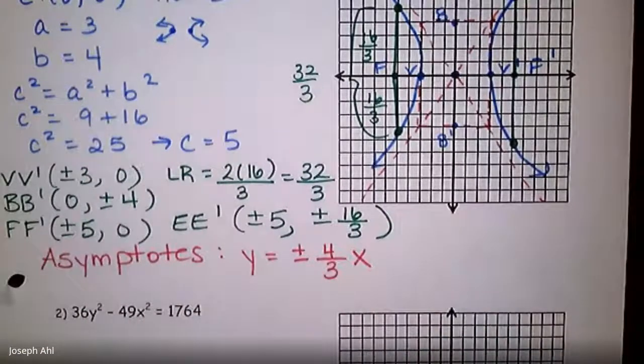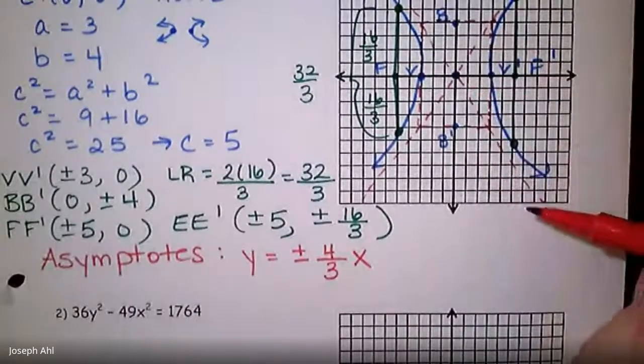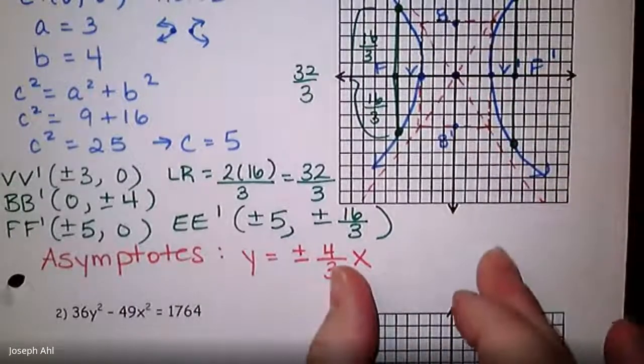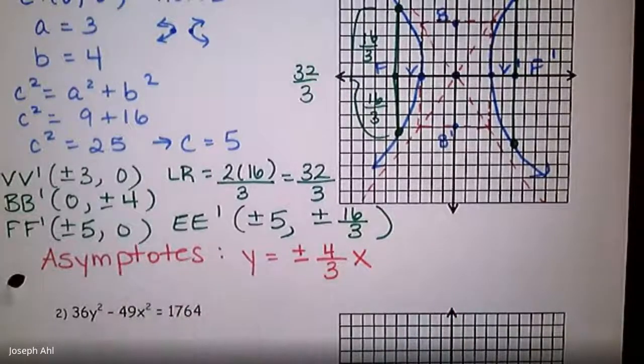If the center was anywhere else, if it got shifted to, let's say, the point 1, 2, over here we'd say x minus 1, over here we'd say y minus 2. It's just a way to make sure that we're including the center value there.